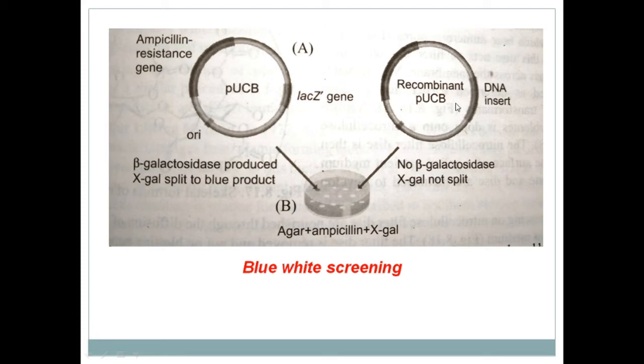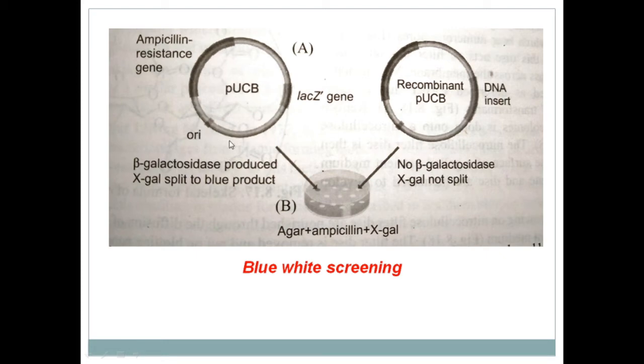In the recombinant pUC vector, when a foreign DNA insert molecule is inserted into the lacZ gene, you can see here this DNA insert has been inserted into the position of the lacZ gene. That means this lacZ gene is now destroyed, or half of the sequence of the lacZ gene is on the right hand side of the DNA insert, and half of the sequence is on the left side of the DNA insert. That means this lacZ gene is destroyed, which also means that there is no formation of beta galactosidase enzyme, and in the left hand side there is formation of beta galactosidase enzyme.